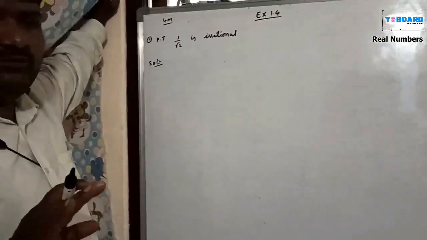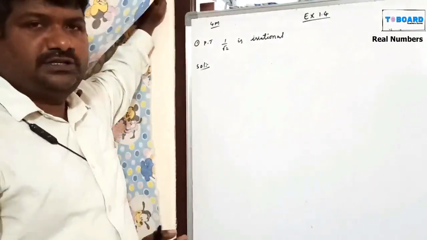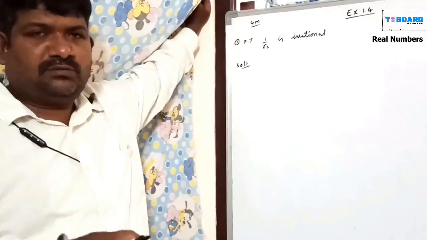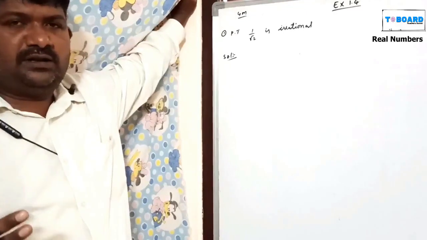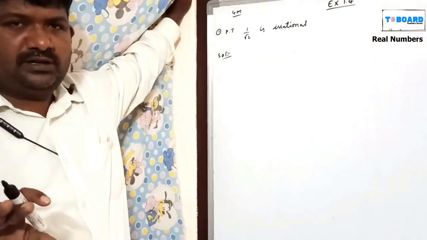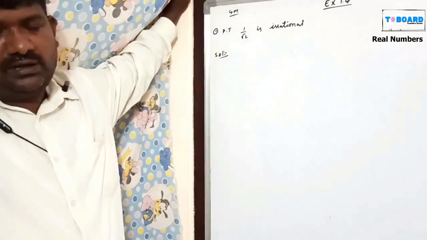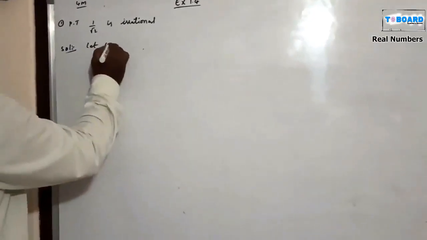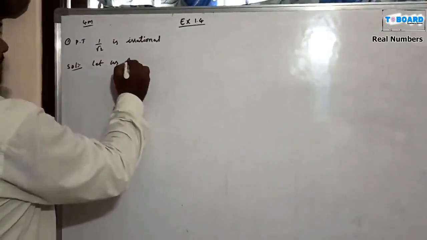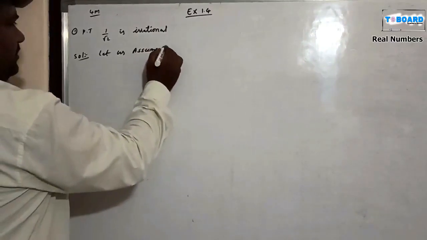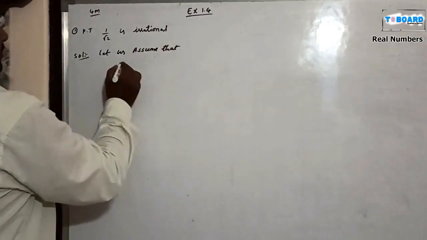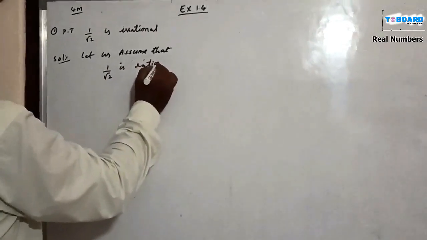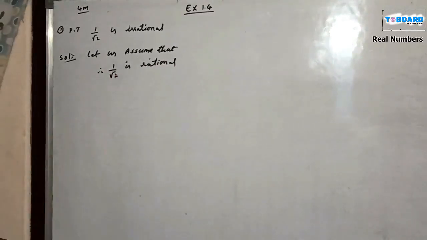Now, first let us assume that 1 by root 2 is not irrational. Not irrational means it's a rational number. Now comparing with the rational numbers, it contradicts the fact, it is contrary. Then 1 by root 2 is irrational. Like this, indirect method. First let us assume that 1 by root 2 is rational.